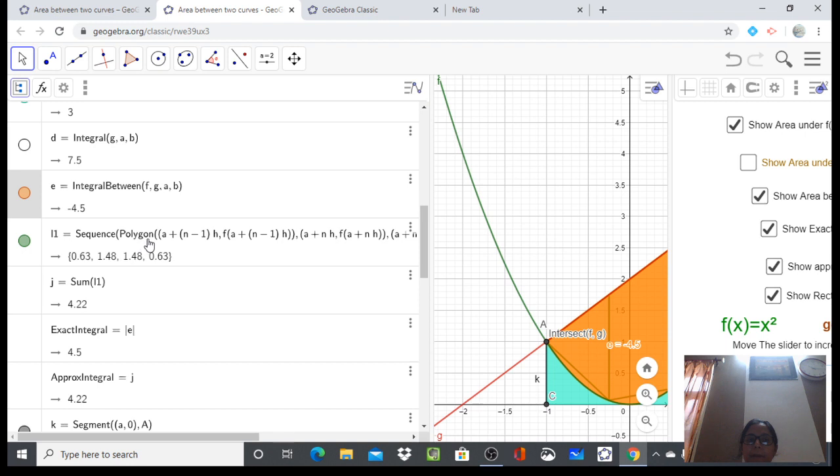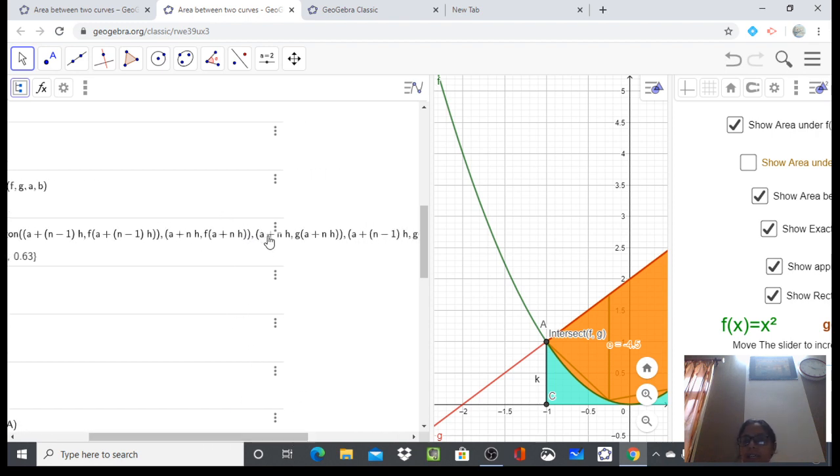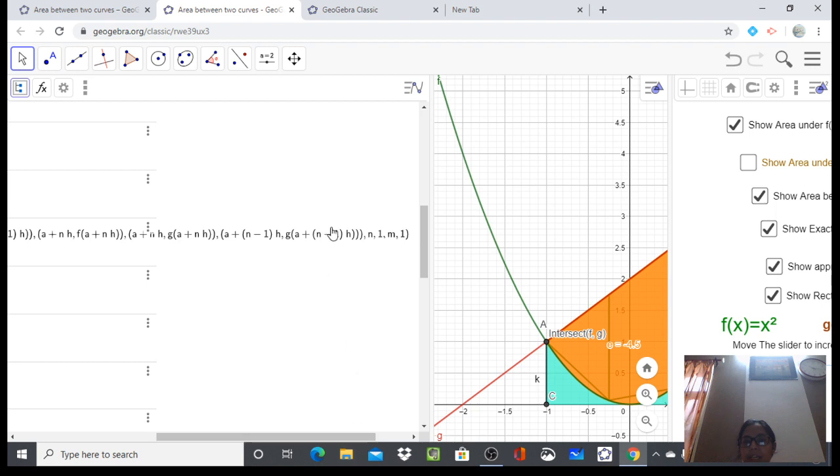So we have formed a polygon. We have given the 4 vertices of the polygon: a plus n minus 1h, f of a plus n minus 1h, which is one coordinate, closed in the bracket. Then another coordinate, a plus nh, f of a plus nh, enclosed in another bracket. This is the third vertex, a plus nh, g of a plus nh, and the last vertex, a plus n minus 1h, g of a plus n minus 1h. This is the polygon. We have closed the bracket of the polygon.